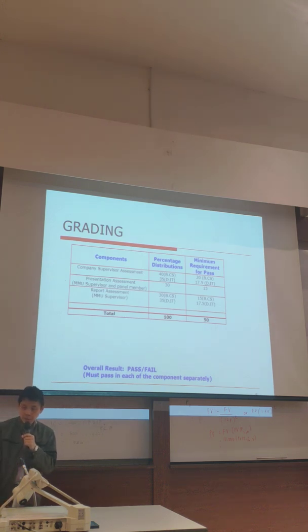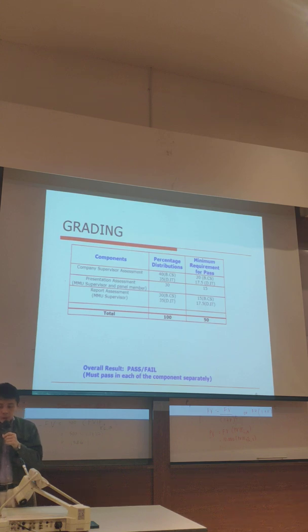Okay. How is the grading system, right? In total, there are 3 components. The first component is from the company supervisor. Okay. The second component is presentation. It is assessed by the MMU supervisor and panel member. The panel member could be the company supervisor. And the last component is a report. Your final report is assessed by the MMU supervisor only.